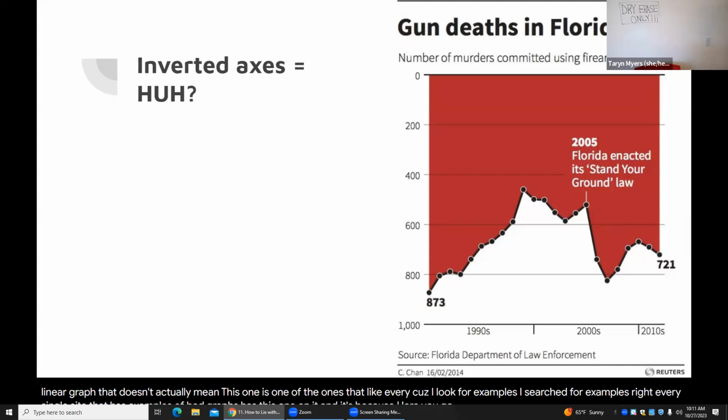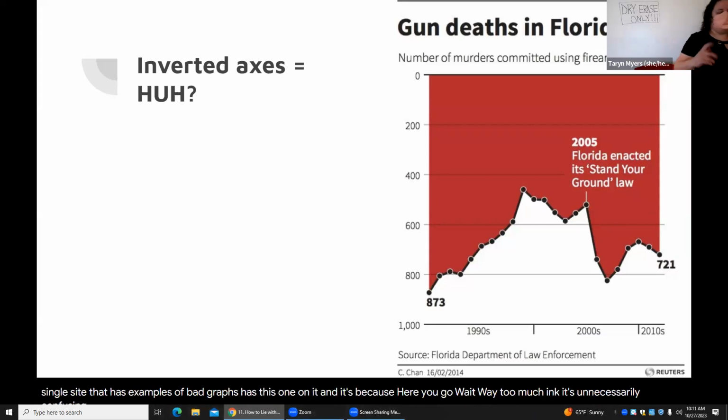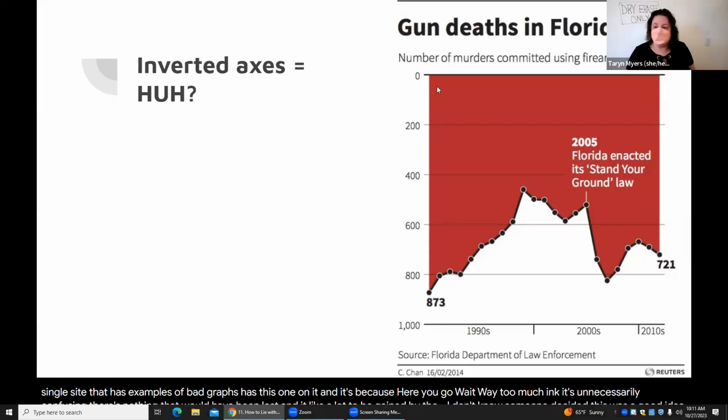It also is a line graph, so you could have zoomed in more, right? Really, where it's varying between like 400 and 900. So this is way too much ink. It's unnecessarily confusing. There's nothing that would have been lost, and in fact a lot to be gained by flipping it over, right? I don't know. Someone decided this was a good idea.